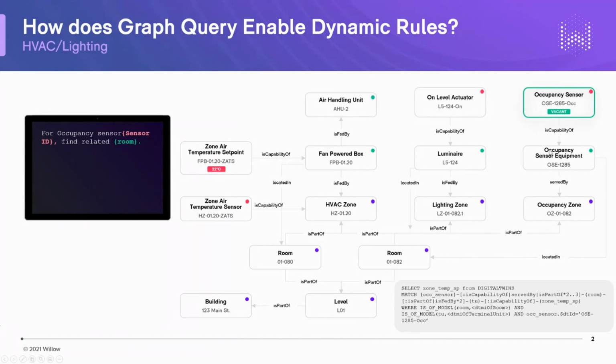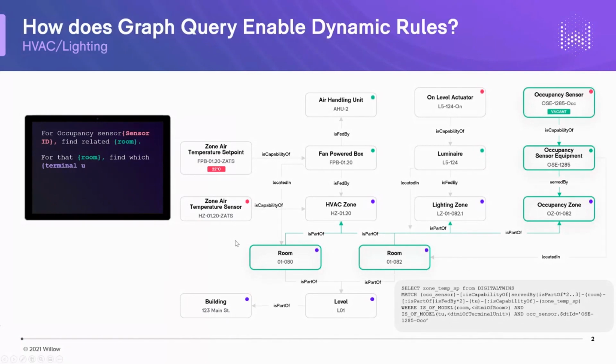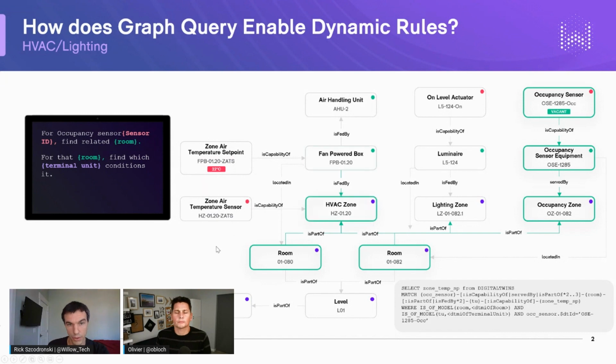And so we traverse the graph, and I've written out the actual query statement in the bottom right here, but we essentially traverse the graph to find a room that it's a part of. And then the next part of the statement is, for that room, let's find which terminal unit conditions it. And what I love about this example is you can see here, I just matched on a fan power box. But in my query, I actually said to find a terminal unit.